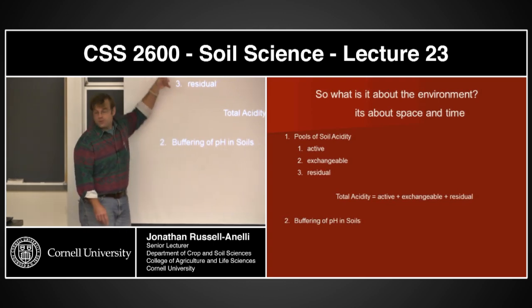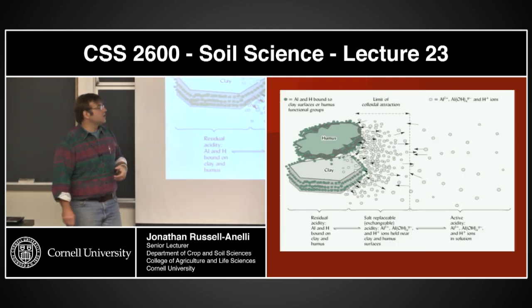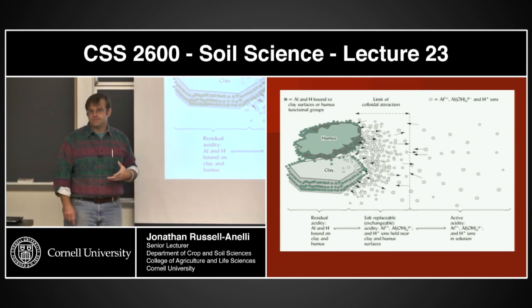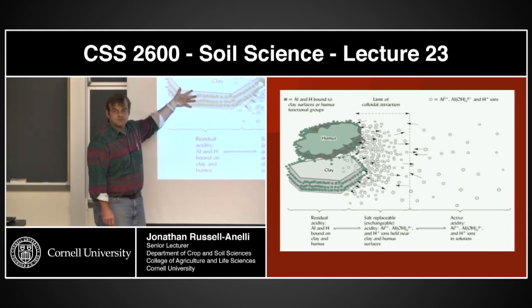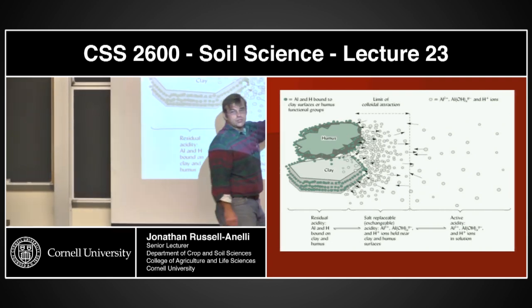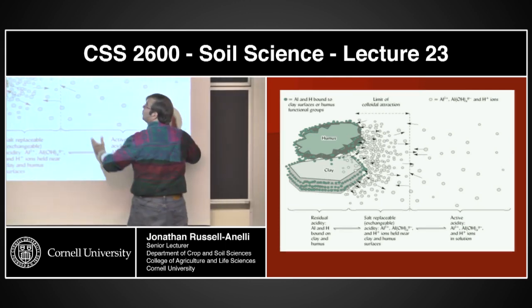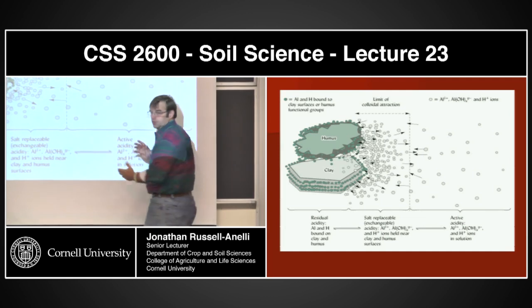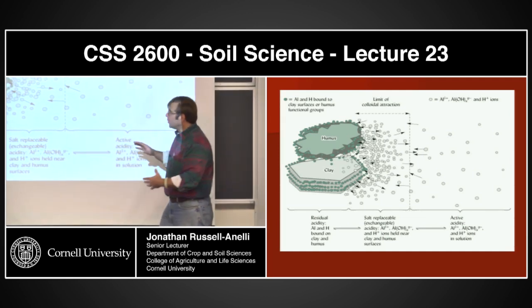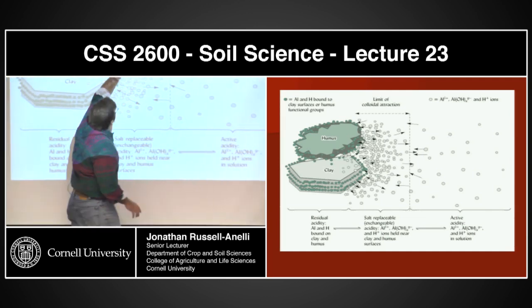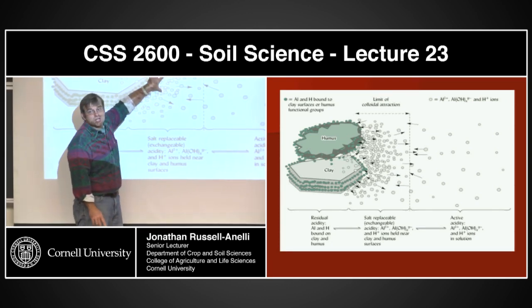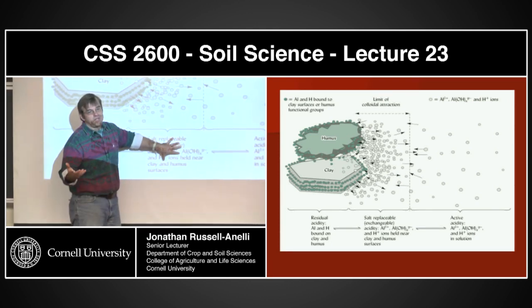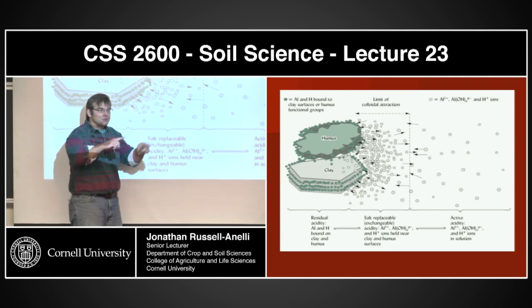Okay? But let's start with these 3 pools. And the best way to look at it is to sort of visualize it. Okay, here's that colloid again. Okay, here's the soil solution. This pool is the active pool of acidity, the pool that's in the soil solution. The second pool is the pool that's basically associated with those cation exchange sites. We call it the salt replaceable pool, because with salts you can replace it. Right, this is the exchange pool.